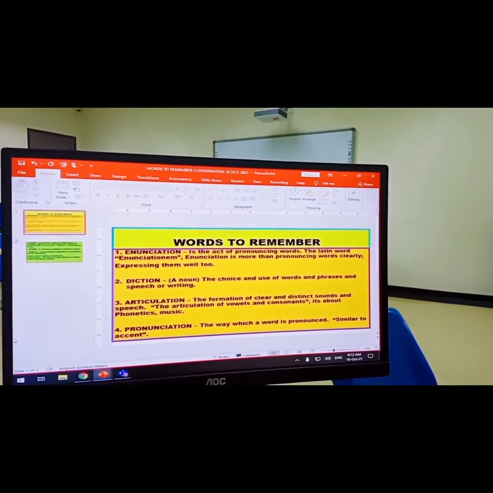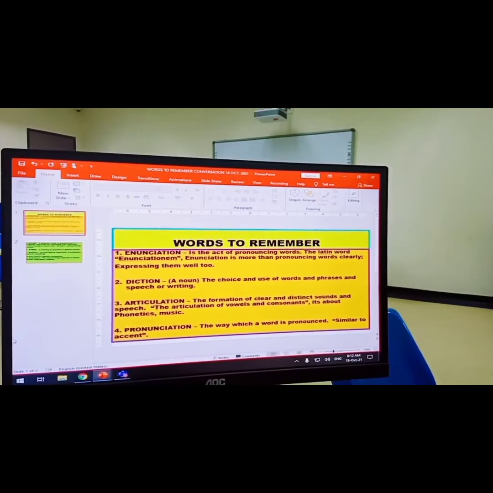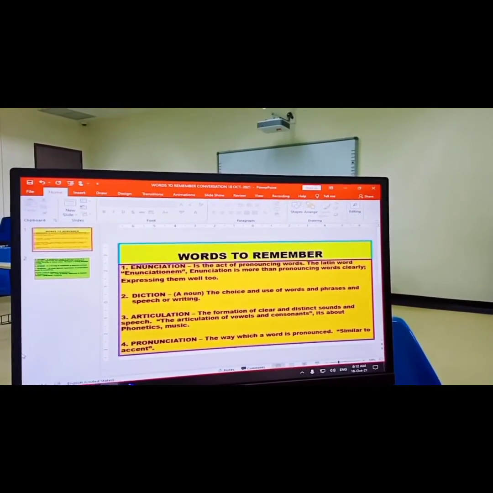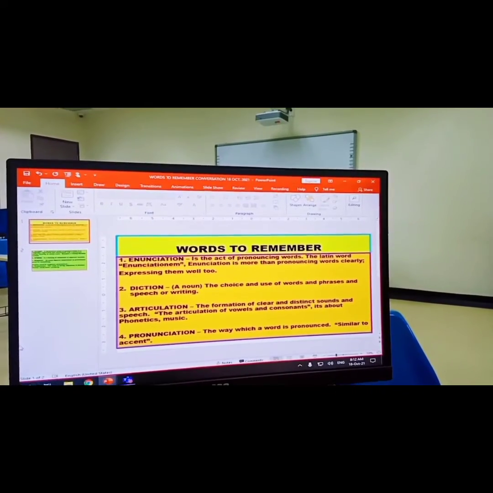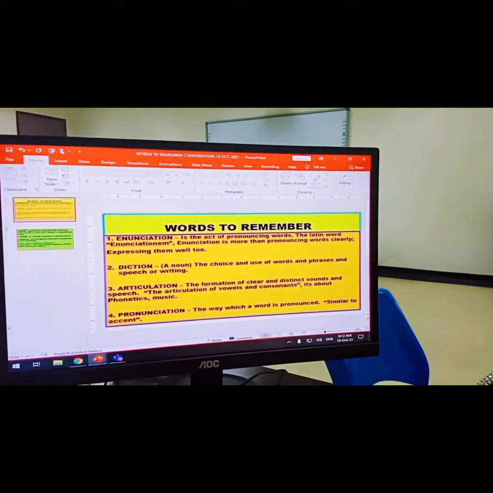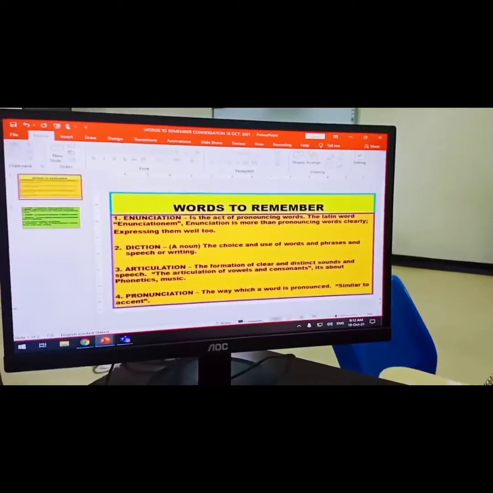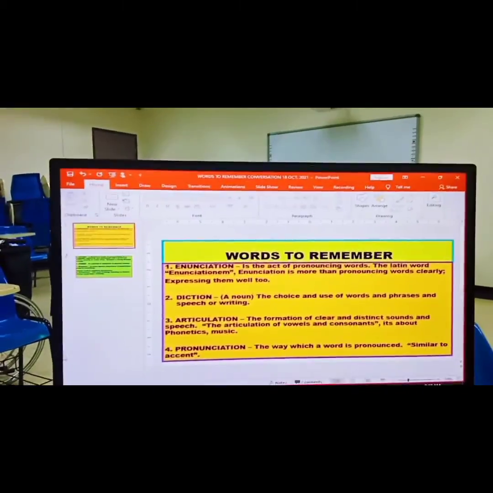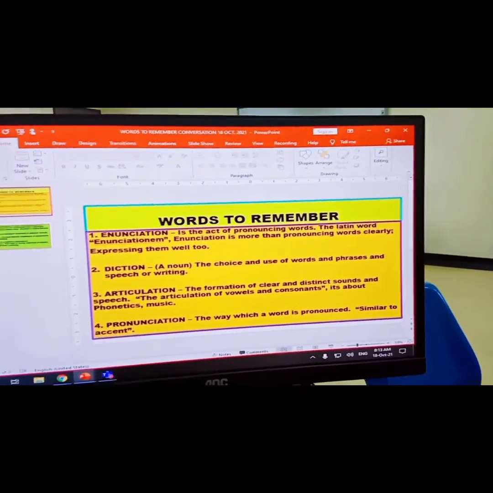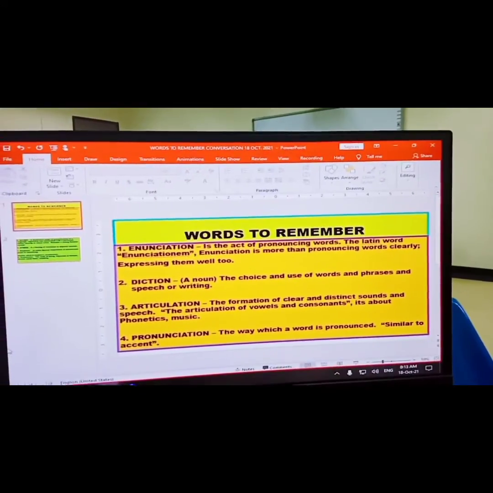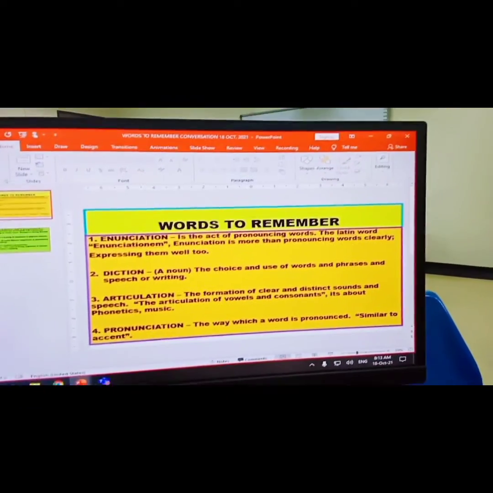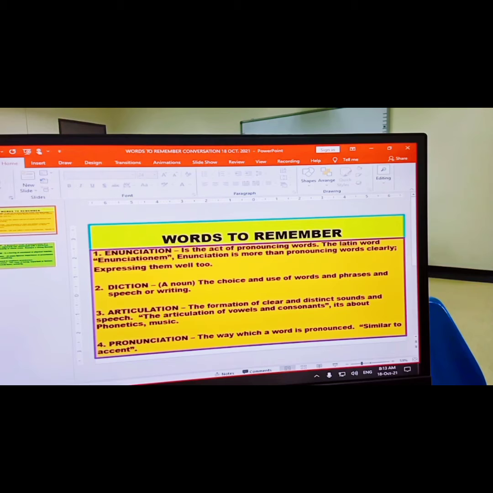I just want to clarify that vowels, we have only five. And the number four that you have to consider in speaking or in conversation is the way in which a word is pronounced. That is what we call the pronunciation. What is pronunciation? When you pronounce the word correctly, it is being pronounced well. That is called the pronunciation, similar to accent.